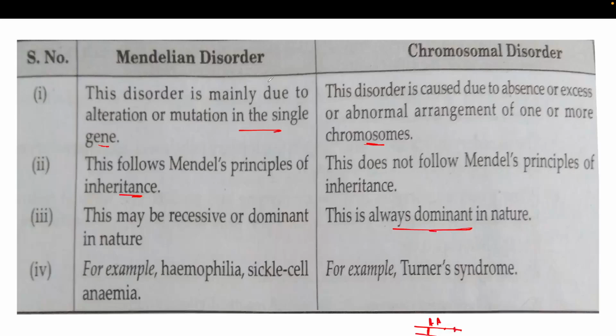Okay, so the basic difference between these two types of disorder is that one occurs at the gene level, and the chromosomal disorder occurs at the chromosome level. Any change or arrangement at the chromosomal level is called a chromosomal disorder. And when some alteration or mutation happens in a single gene, then it is called a Mendelian disorder.